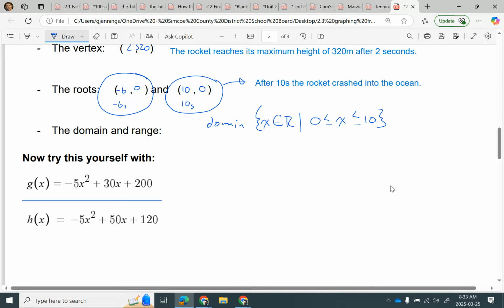The position of the rocket, its speed, all that is going to change dramatically when it hits the ocean. We'd have to use a new function to model it then, probably something that is wavy and just goes up and down in the water. Okay, so there's our domain.